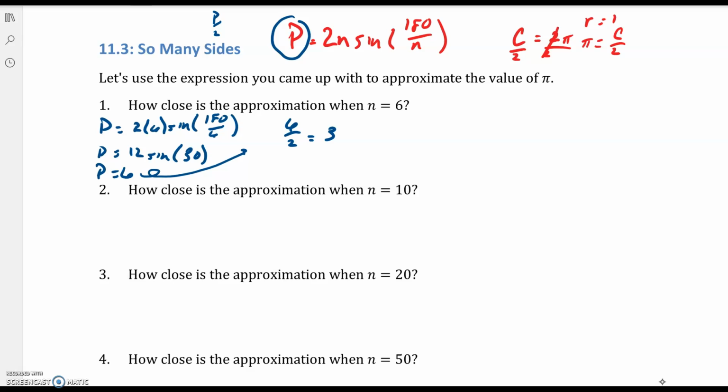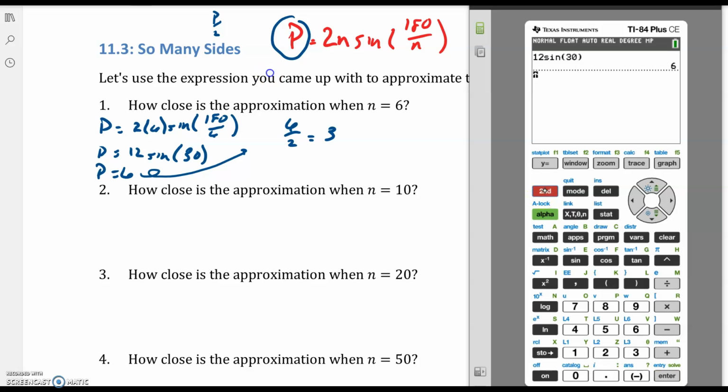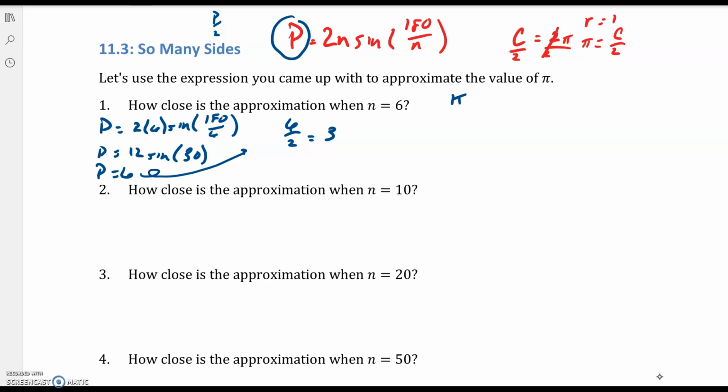So pi is 3.14. If we take a look here, pi, I'm drawing a blank. Pi is equal to 3.1416, call it. So how close is this? Well, it is 0.1416 off. So pretty close. Let's go down here to number 2.